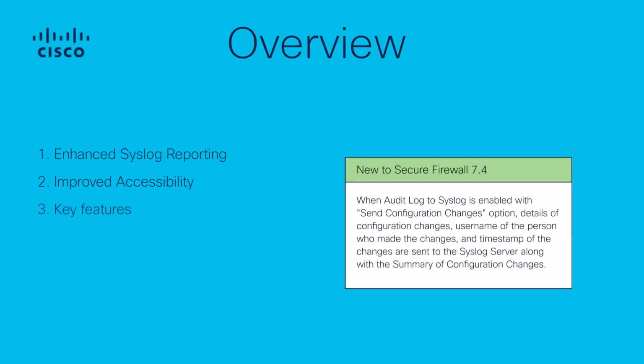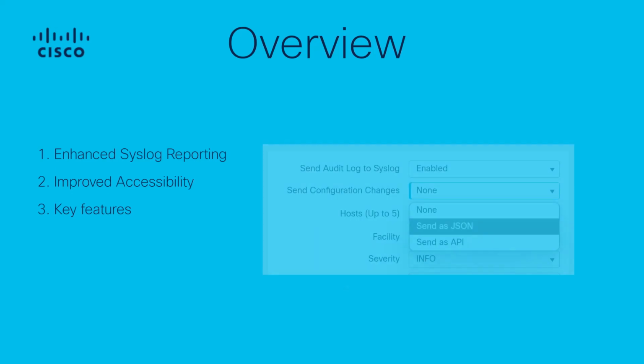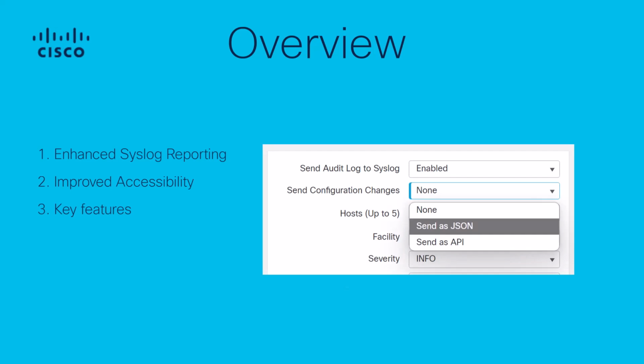The key updates include sending a detailed difference of changes, information about who made the changes, and when these changes were made. This can be done in JSON or API format, providing flexibility based on your needs. This feature greatly enhances the audit logging functionality by providing more granular details. You can choose to send configuration changes to syslog by enabling this option in audit log.